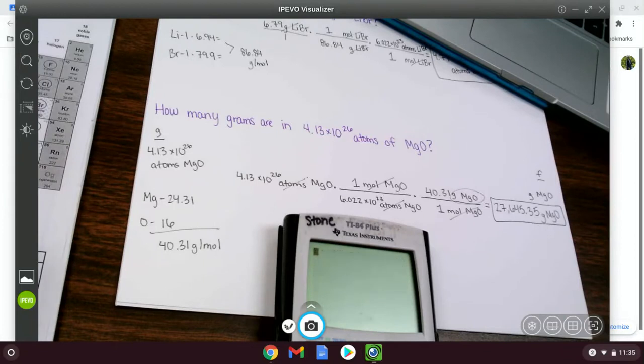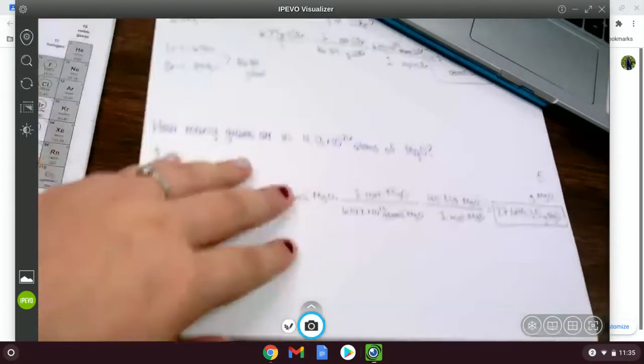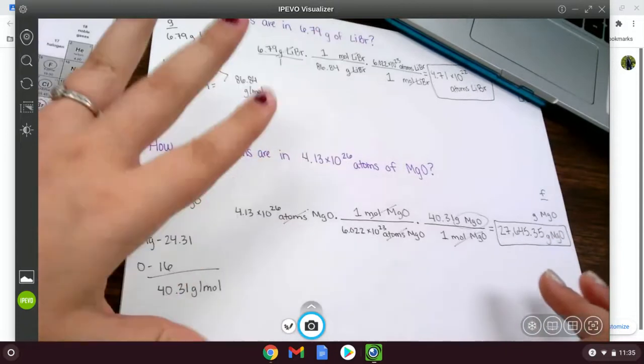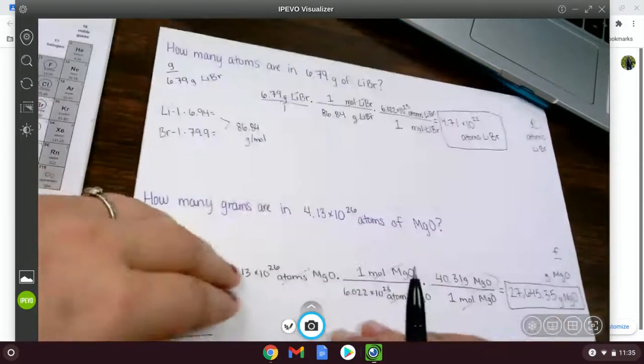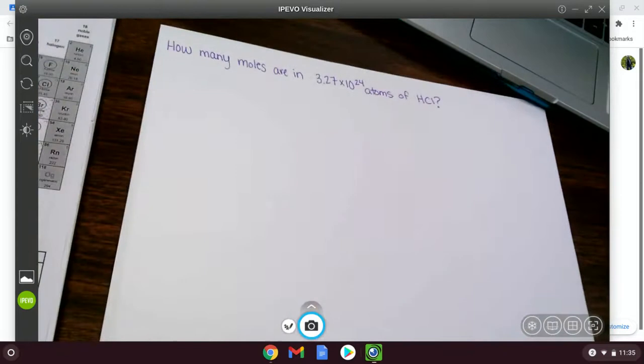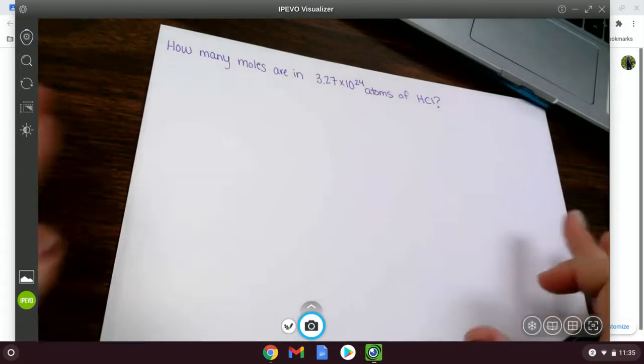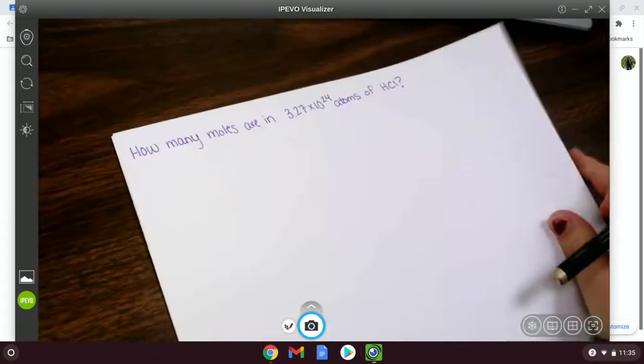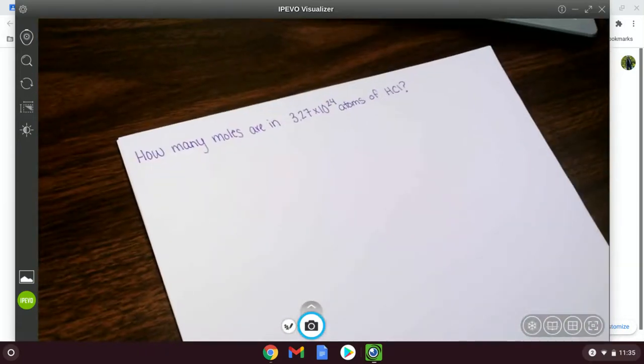I have one more. So we've done grams to atoms, atoms to grams, but let's do atoms to moles. It's still considered an atom conversion, but it's not as many steps.